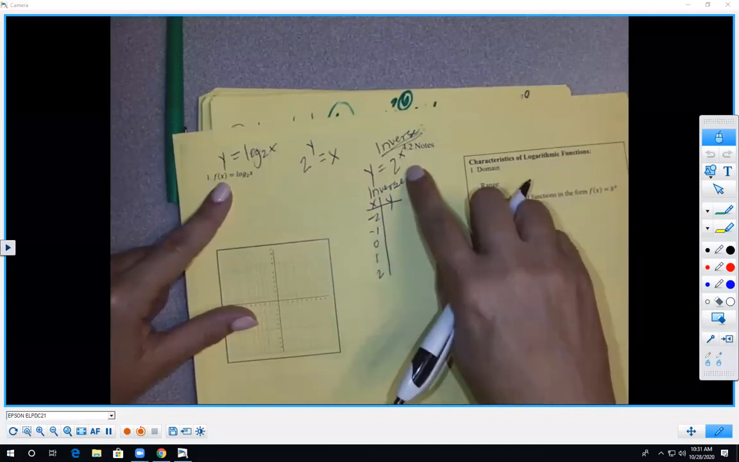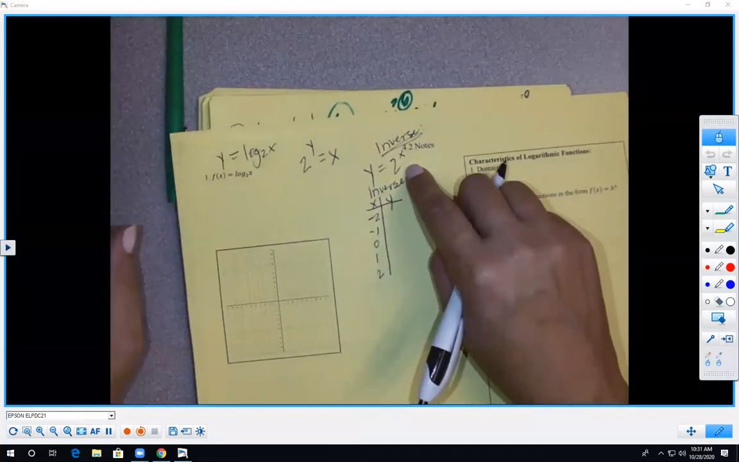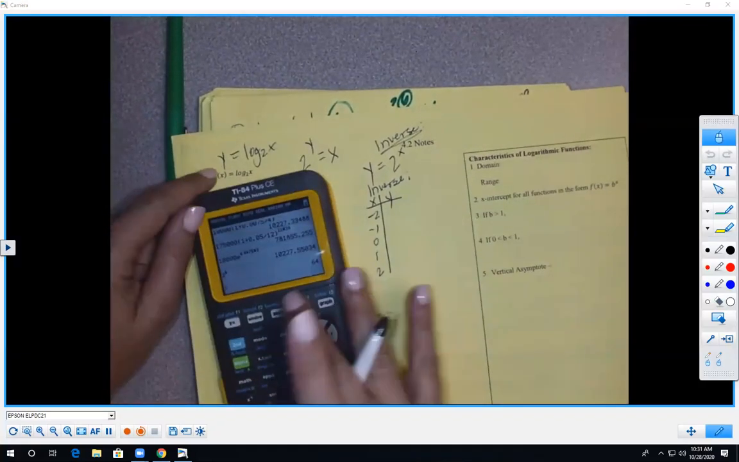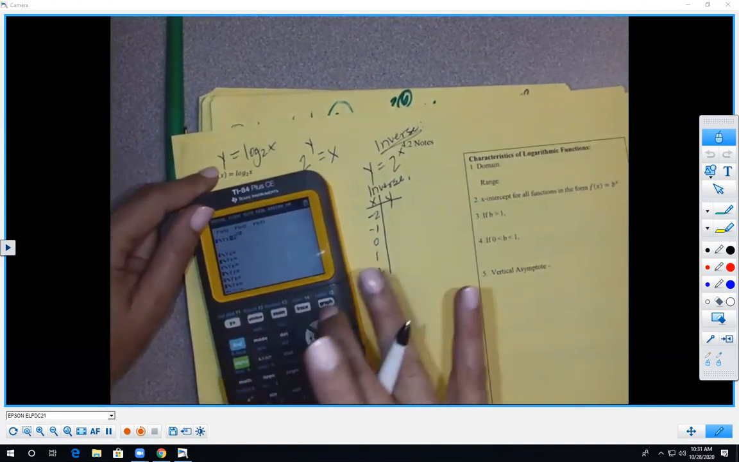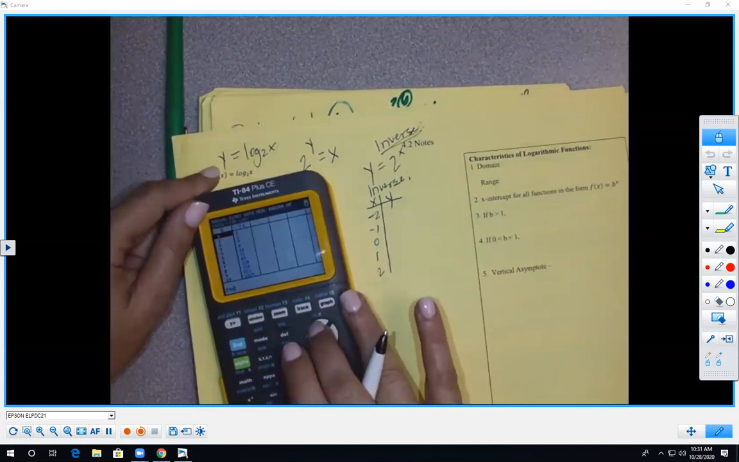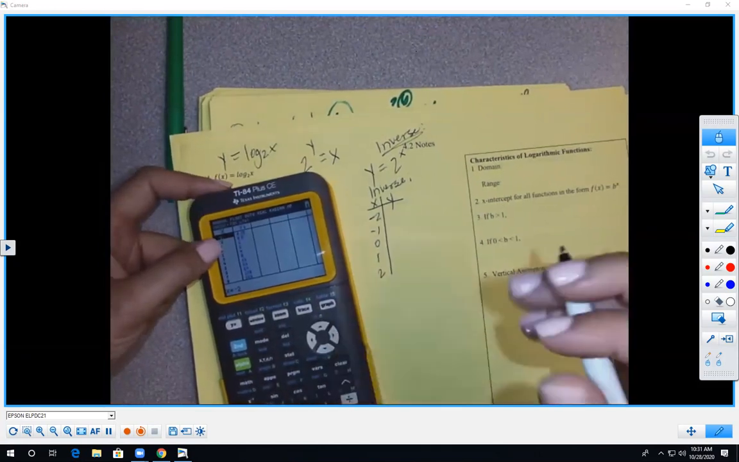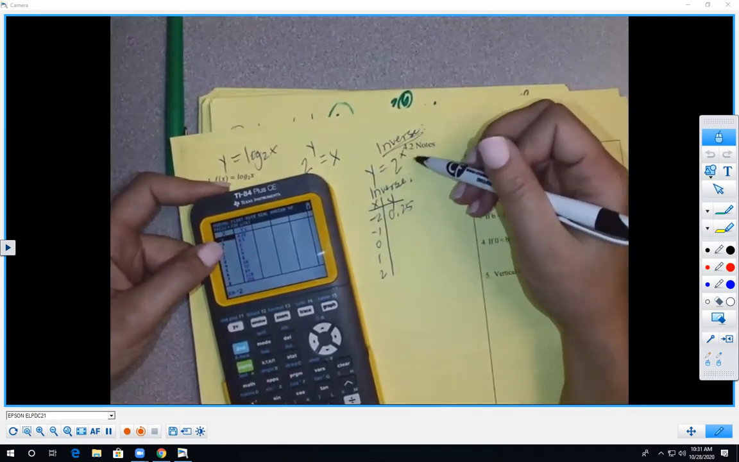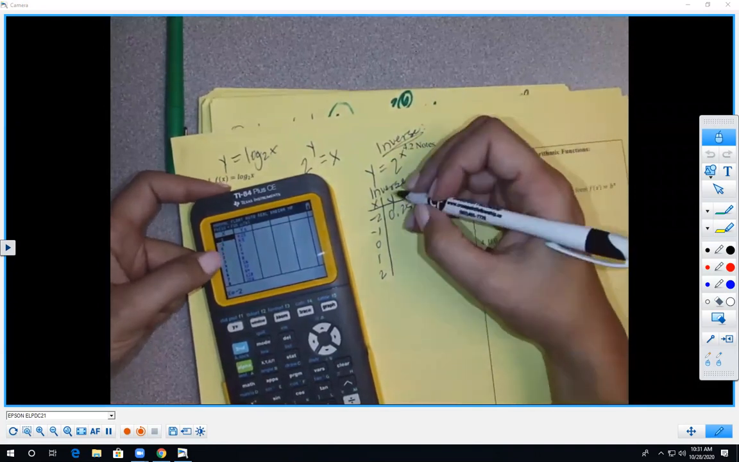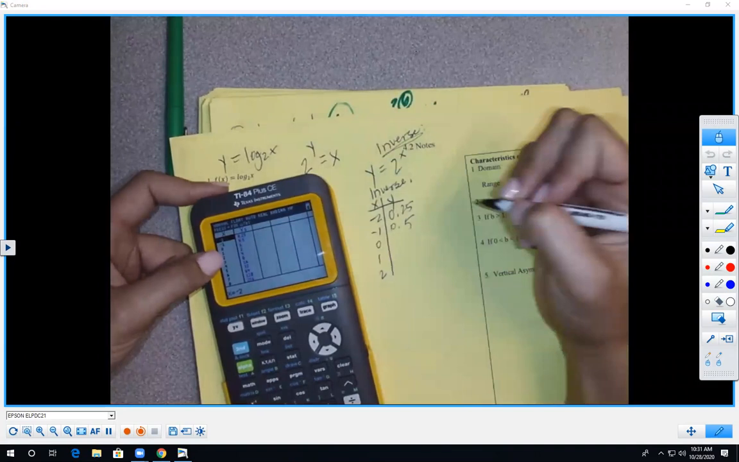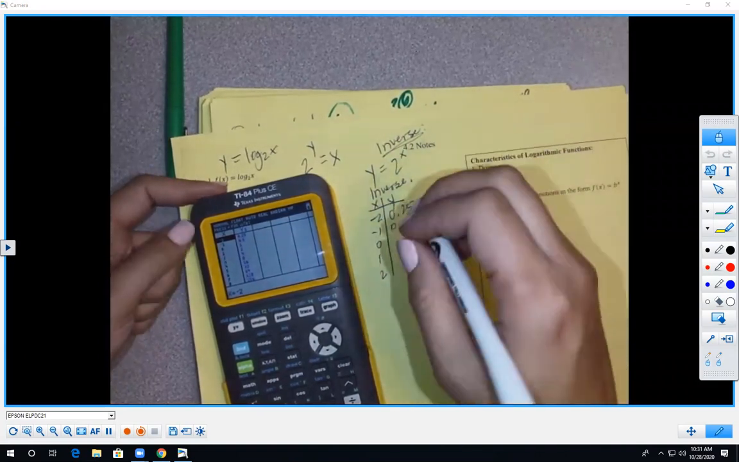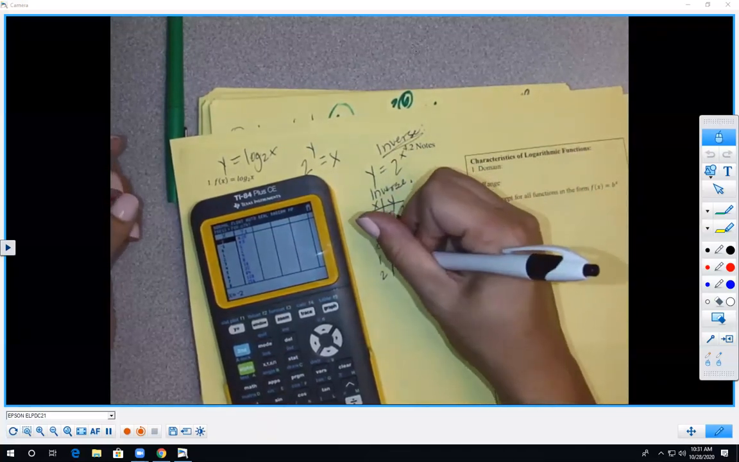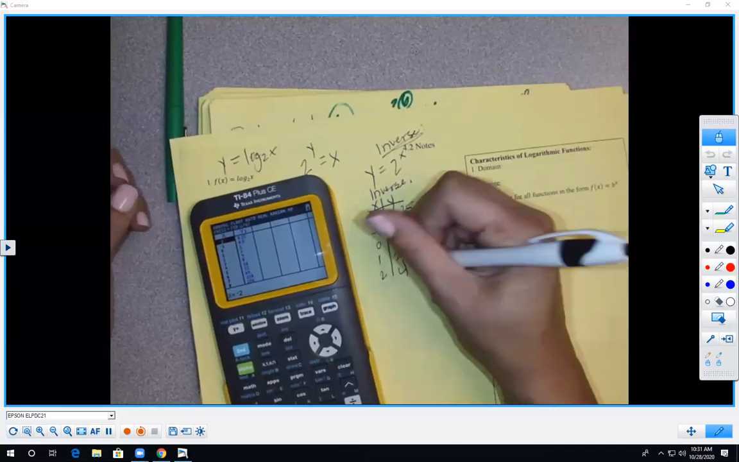If I plugged in -2 to my exponential function, 2 to the -2 power. Technically, you could do this on your calculator, right? That one's easy to type in on your calculator. Y equals 2 to the x, and I want to go to the table. If I typed in -2, I would get 0.25, or 1/4, because 2 to the -2 means 1 over 2 squared, which is 1/4. I could plug in -1 and get 0.5, because that would be 1/2. 2 to the 0 power, what's 2 to the 0 power? 1. 2 to the first power is 2, 2 to the second power is 4.